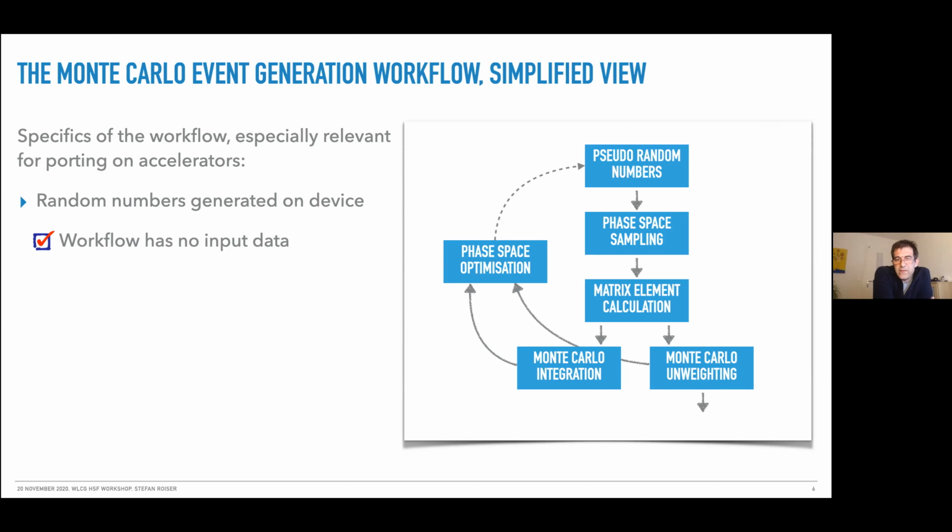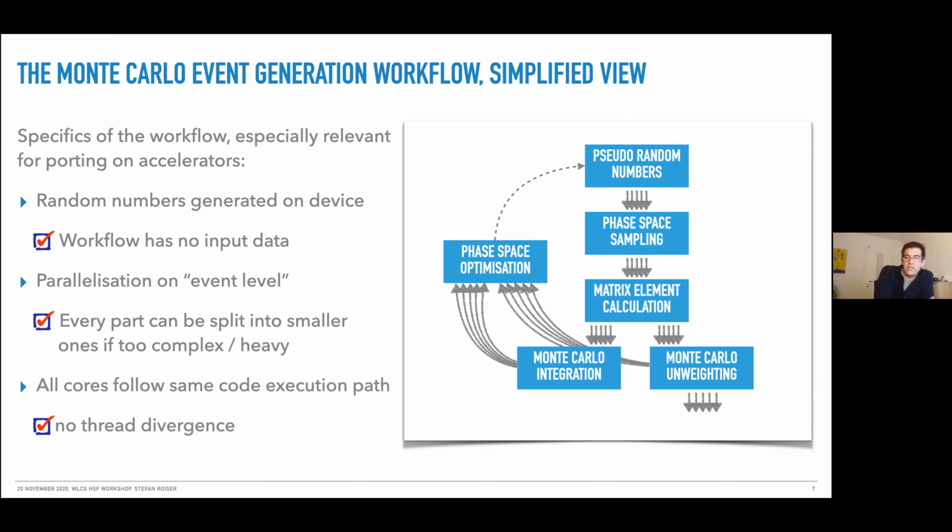One thing I mentioned already is that we are starting from random numbers. This is very different to all the other workflows, because Monte Carlo event generation is the first one in the simulation chain. Given that we can produce the random numbers on the GPU, on the device, we have no input data. Usually it is a lot of hassle to copy data over to the device or from the device back to the host. So this is one specific thing.